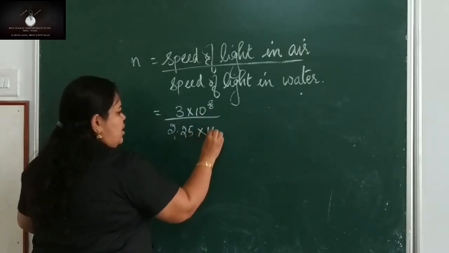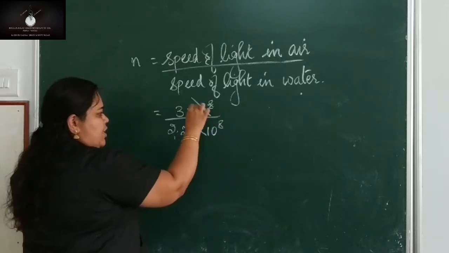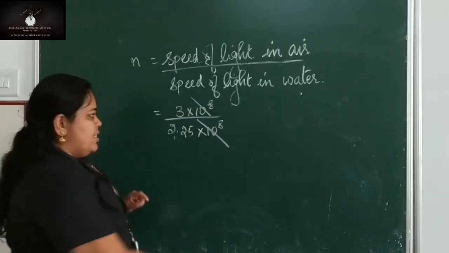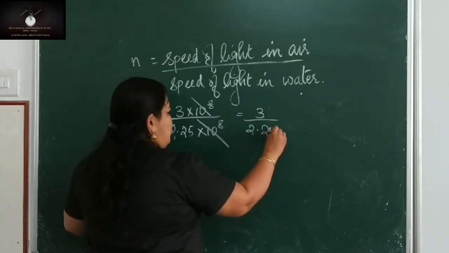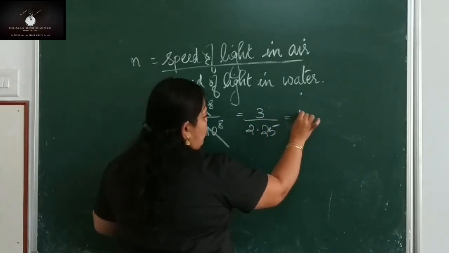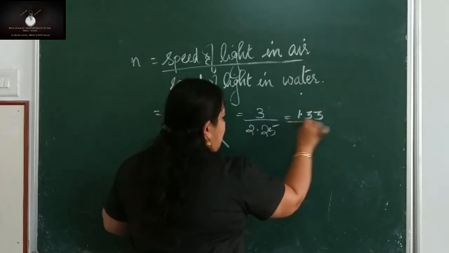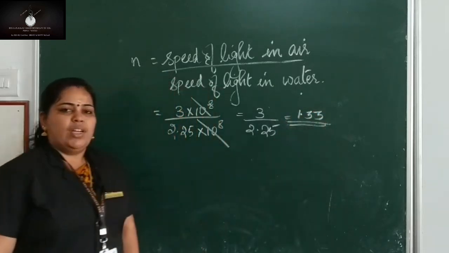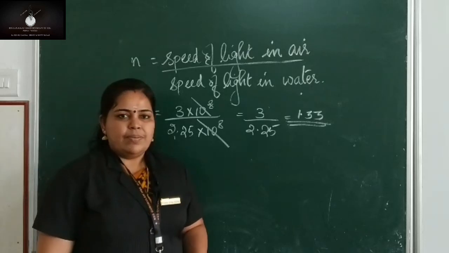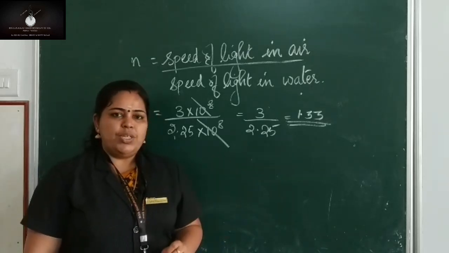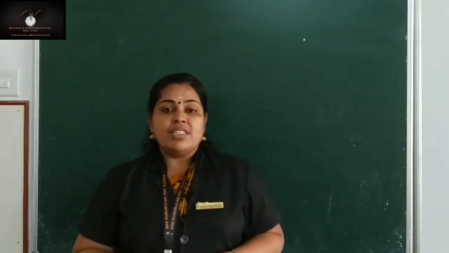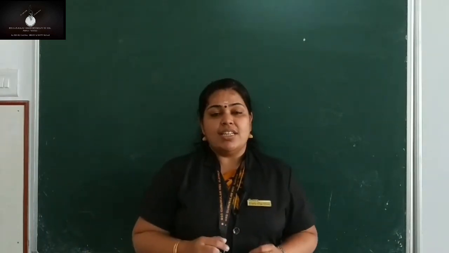2.25 into 10 raised to 8. So this 10 raised to 8 and 10 raised to 8 get cancelled. That is 3 divided by 2.25, which is equal to 1.33. So this is how you have to find out the refractive index. And this refractive index is also known as the absolute refractive index. Clear? Next topic is total internal reflection.